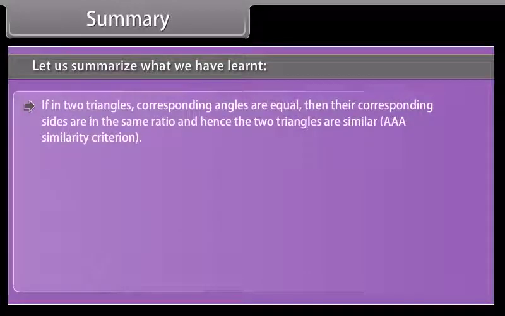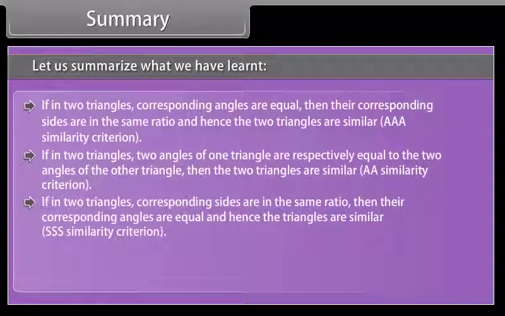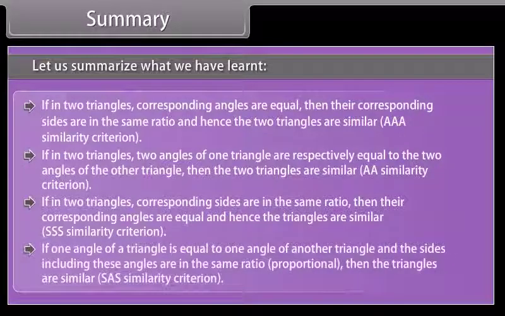If in two triangles, corresponding angles are equal, then their corresponding sides are in the same ratio, and hence the two triangles are similar by AAA similarity criterion. If in two triangles, two angles of one triangle are respectively equal to the two angles of the other triangle, then the two triangles are similar, or AA similarity criterion. If in two triangles, corresponding sides are in the same ratio, then their corresponding angles are equal, and hence the triangles are similar, SSS similarity criterion. If one angle of a triangle is equal to one angle of another triangle and the sides including these angles are in the same ratio, proportional, then the triangles are similar, SAS similarity criterion.